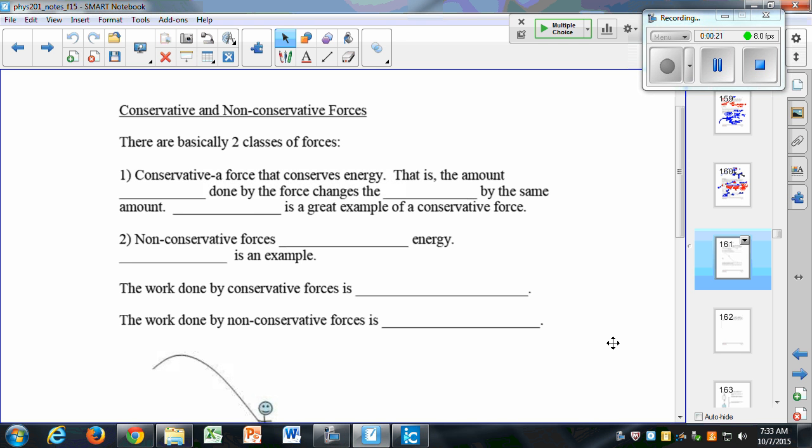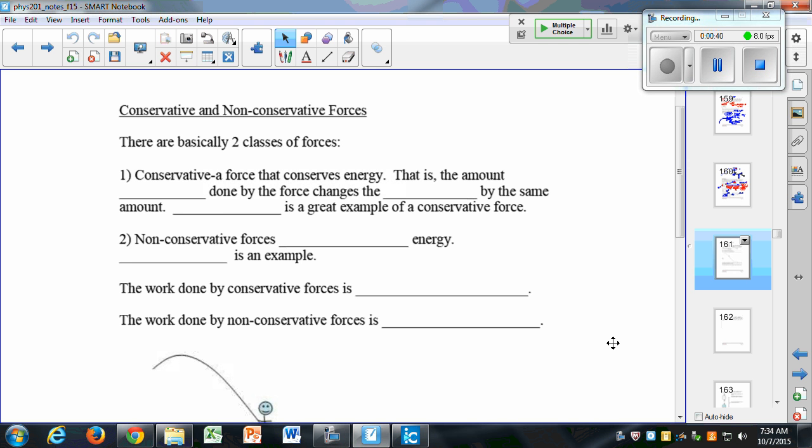Non-conservative forces do not conserve energy. Conservative forces are path independent. That means that it doesn't matter the path that they take to get from one point to another. They're still going to require the same amount of energy to act over the beginning point to the ending point. I'll draw you a picture and show what I mean in just a second.